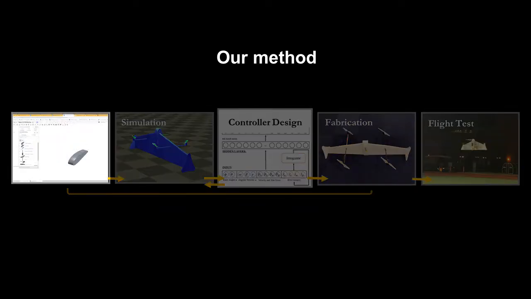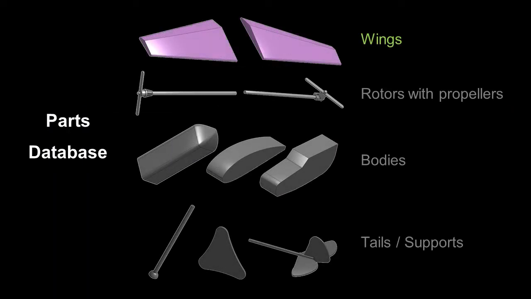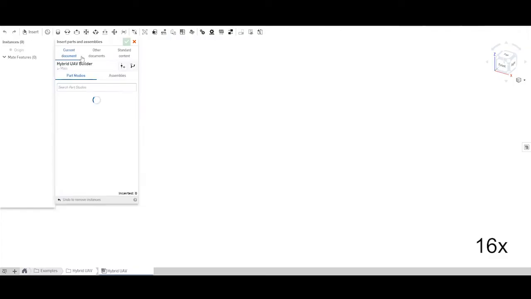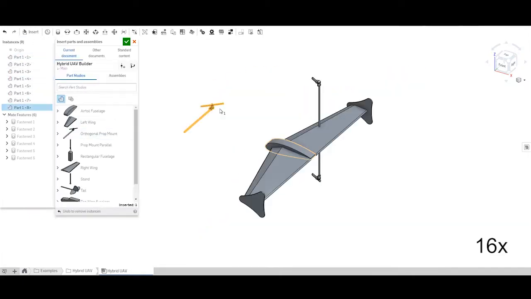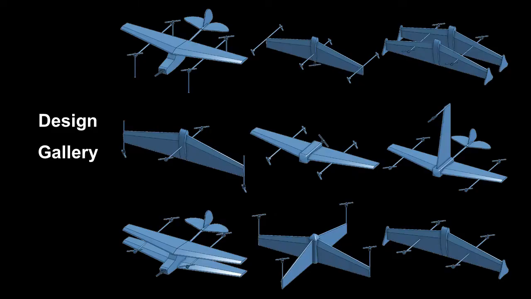The first step is geometry design. We build a dataset of parameterized components for hybrid UAV designs. Users can create new vehicles by mixing and matching parts from this collection. This allows us to create vastly different configurations of hybrid UAVs.